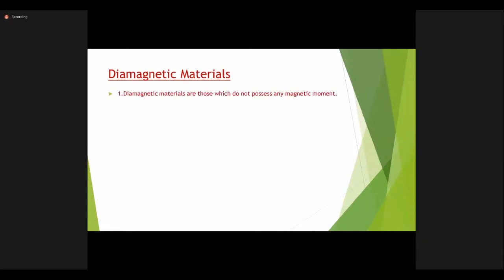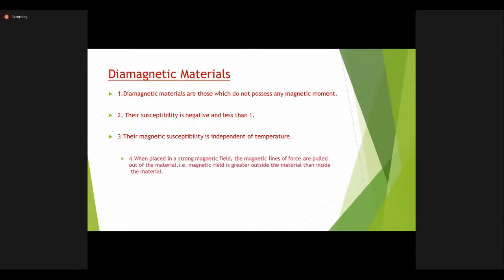Diamagnetic materials properties. Diamagnetic materials are those which do not contain any magnetic moment. There are no dipoles in them, no magnetic moment. Their susceptibility is negative and it is usually less than 1. It is independent of temperature. Even if you increase the external magnetic field, the magnetic susceptibility will never increase.